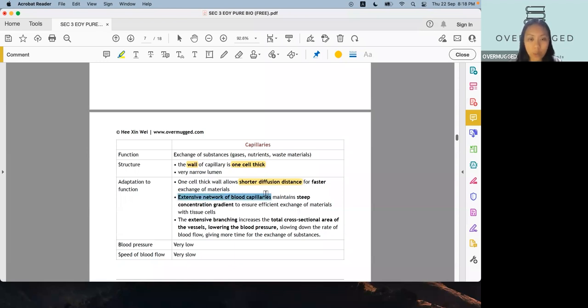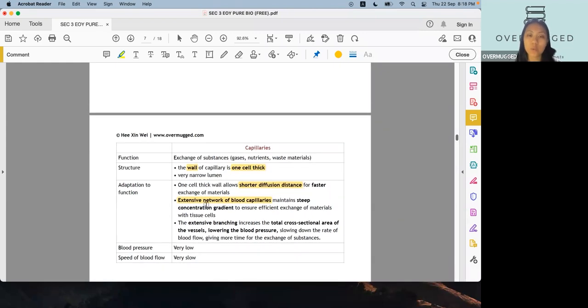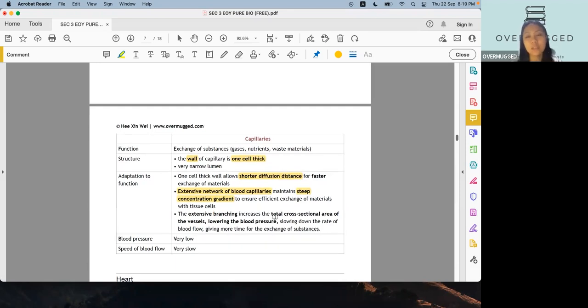And there is an extensive network of blood capillaries. Okay, we want to distinguish an extensive network of capillaries and extensive branching. When we say extensive network of capillaries, there are a lot of capillaries surrounding the villi, surrounding the small intestine, surrounding the lung. So that makes sure that there's continuous flow of blood, maintaining the steep concentration gradient. And we learned in exchange and transport of material that a steep concentration gradient also means a fast exchange of material, right? Like sliding down a slide that is very steep versus very gentle, with the steep one you will definitely reach the bottom faster. So that helps to make sure that the exchange of material is also fast.